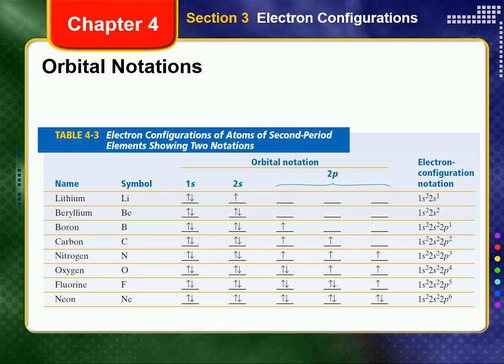Hund's rule applies here, as is shown in the orbital notations in Table 4-3 on page 110 of your text or on the screen now. One of the 3 p orbitals is occupied by a single electron in an atom of boron, B. 2 of the 3 p orbitals are occupied by unpaired electrons in an atom of carbon, C. And all 3 p orbitals are occupied by unpaired electrons in an atom of nitrogen, N.